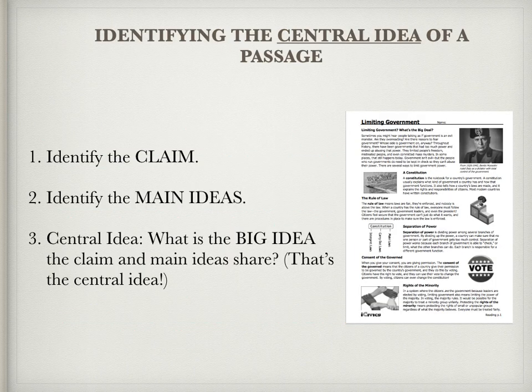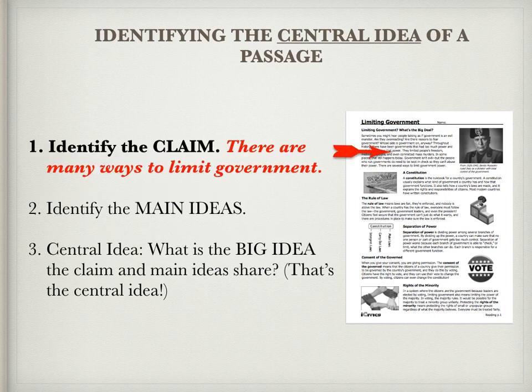Okay, so let's try this. Here we go. We've got a passage of informational text. Our first job is to read it, and then we look at it and we say, all right, where's the claim? What is the claim? And so we look at the introduction and conclusion. Now, this passage actually doesn't have a conclusion, but it does have an introduction. And we can find there that the claim is there are many ways to limit government. Now, this may be our central idea, but we can't be sure. We need to go through the process.